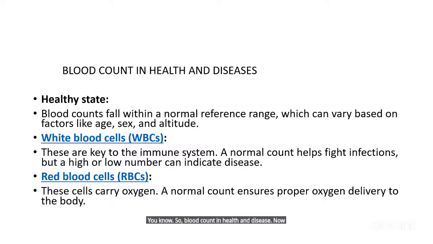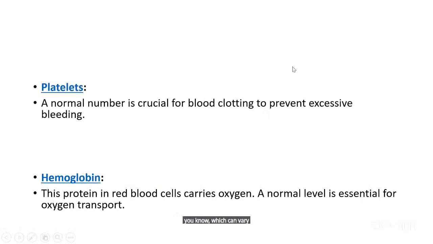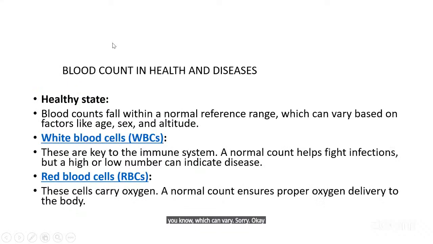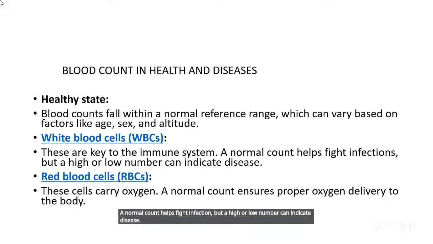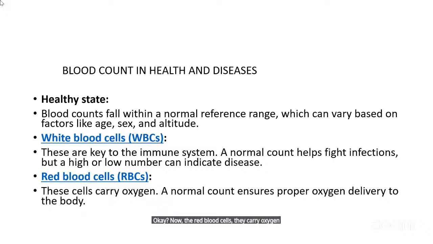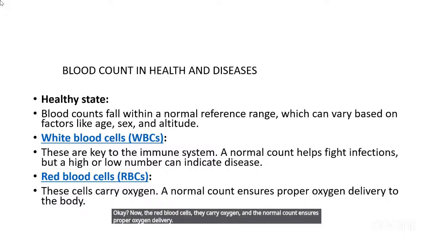Now, healthy state. Blood count falls within a normal reference range, which can vary based on factors like age, sex, and altitude. Now we have white blood cells, WBCs. These are key to the immune system. A normal count helps fight infection, but a high or low number can indicate disease. Now the red blood cells, they carry oxygen, and the normal count ensures proper oxygen delivery to the body.